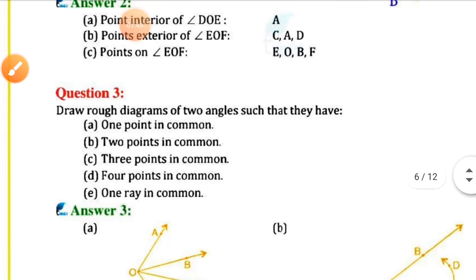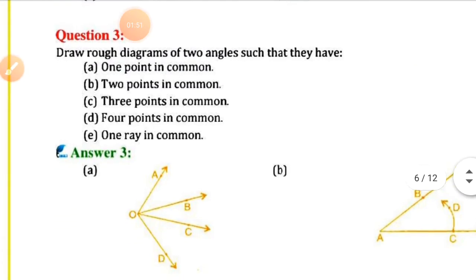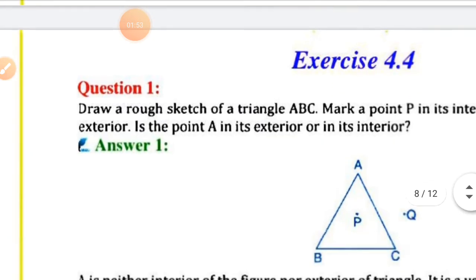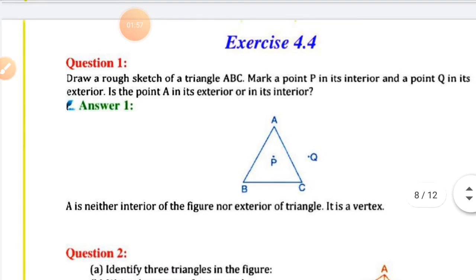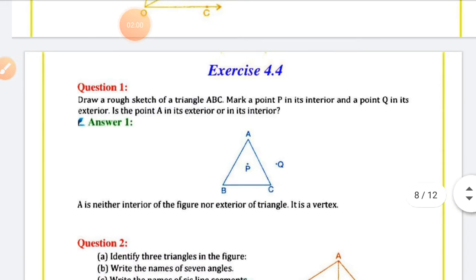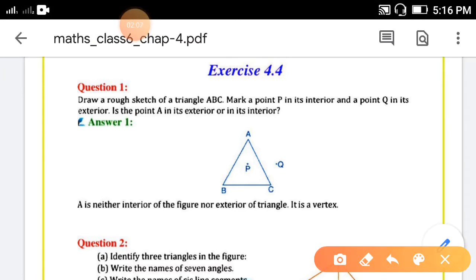Then question number 3, you have to draw diagrams, that you do yourself. It's very easy. Then question number 1 of exercise 4.4. What is the question? You have to draw a rough sketch of a triangle, and the name of the triangle is given. You have to mark a point in its interior and one point in its exterior, and you have to say whether point A is in its interior or exterior.